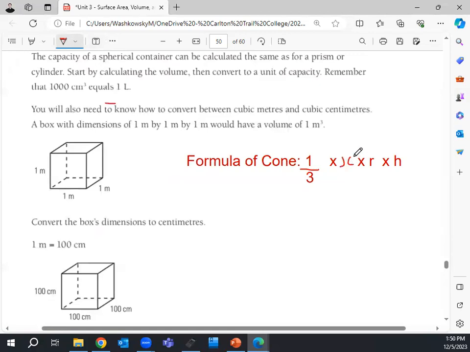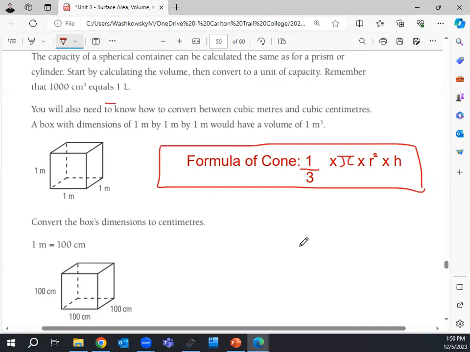Times pi times the radius squared times height. So I'm just going to box that because we always know we're going to come back to this. Like I said, you do not need to memorize these. You will always be given these.